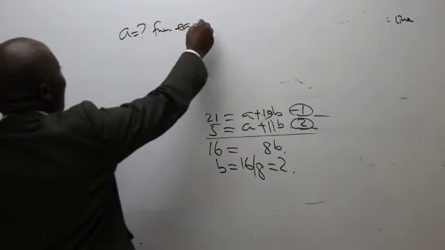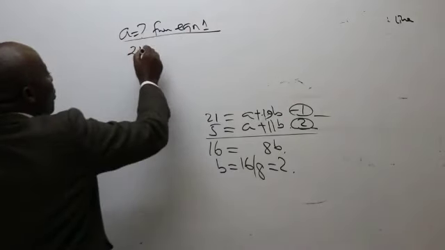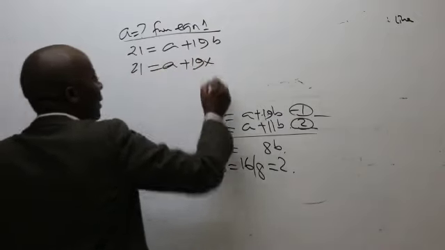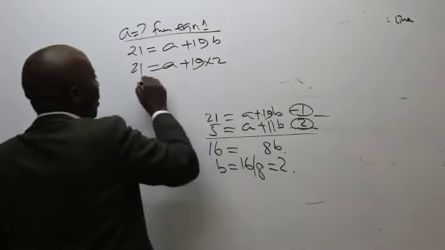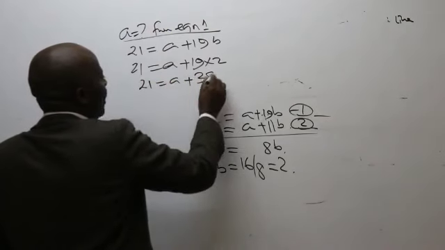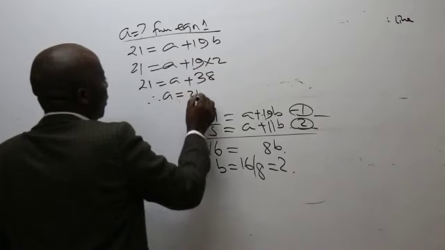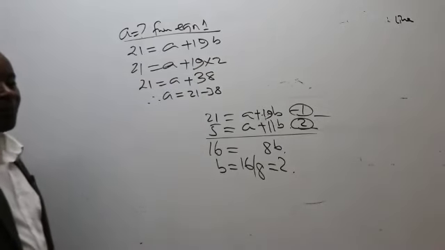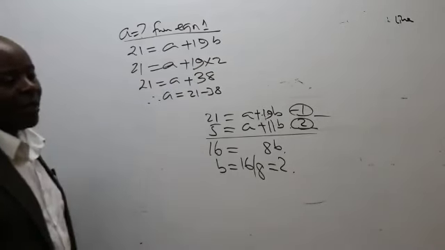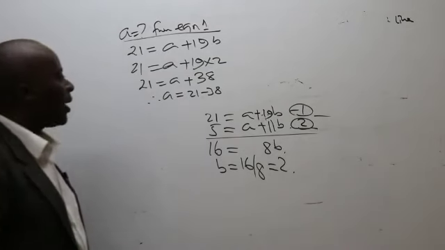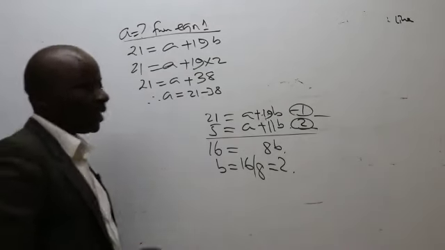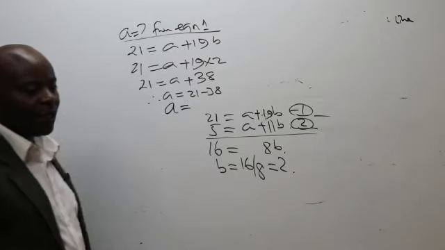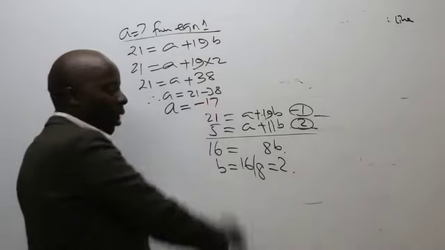From equation number 1, we have 21 equals A plus 19b, which is 2. So 21 will be equal to A plus 38. So that means A will be equal to 21 minus 38, implying at the end of the day that A will be equal to what, somebody here? A itakuja ikuwe ngapi? Patapotea. So Kariuki anasema 17, but I believe it's supposed to be minus 17 if I'm not wrong.